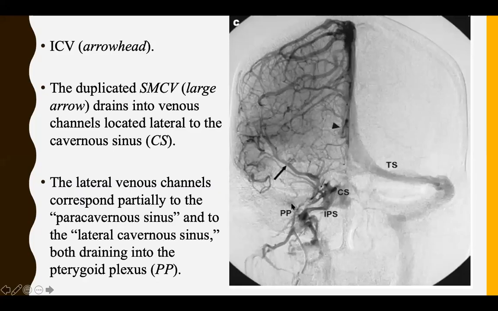So clearly depicted in this image, we can see the superficial middle cerebral vein, which drains directly. Ideally, it has to drain into the cavernous sinus, but occasionally this venous sinus goes lateral to the cavernous sinus, and it can drain directly into the paracavernous or the lateral wall of the cavernous sinus, from where it will drain, as shown over here, into the pterygoid plexus. Occasionally, it can drain directly into the inferior petrosal sinuses also, or into the cavernous sinus, or directly into the superior petrosal sinuses.